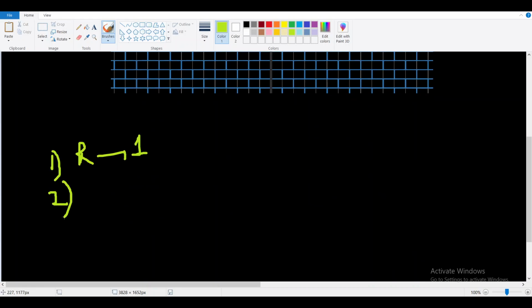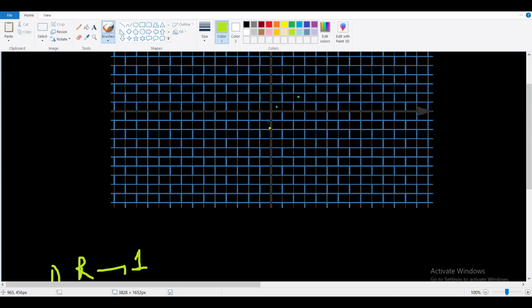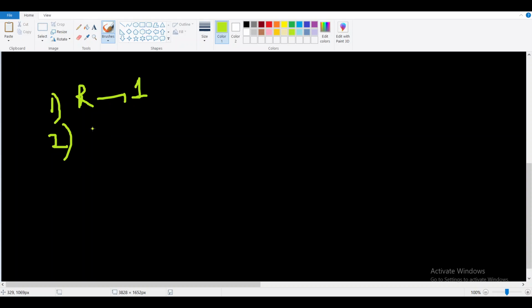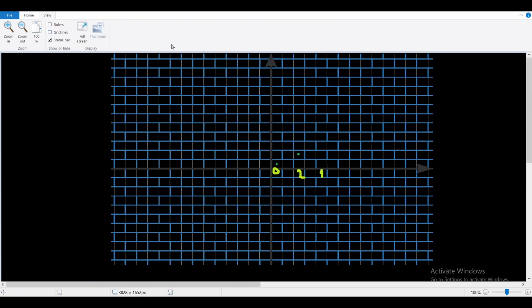The second observation is that if we are moving in the same row, then at each jump we are jumping by 2 indexes. So let's say we are at 0. After the next jump we'll move to the second column, and after the next jump we'll be moving to the fourth column like that. So if we are moving in the same row, then the column will jump from 0 to 2 to 4 like that. Now these are the two main observations.